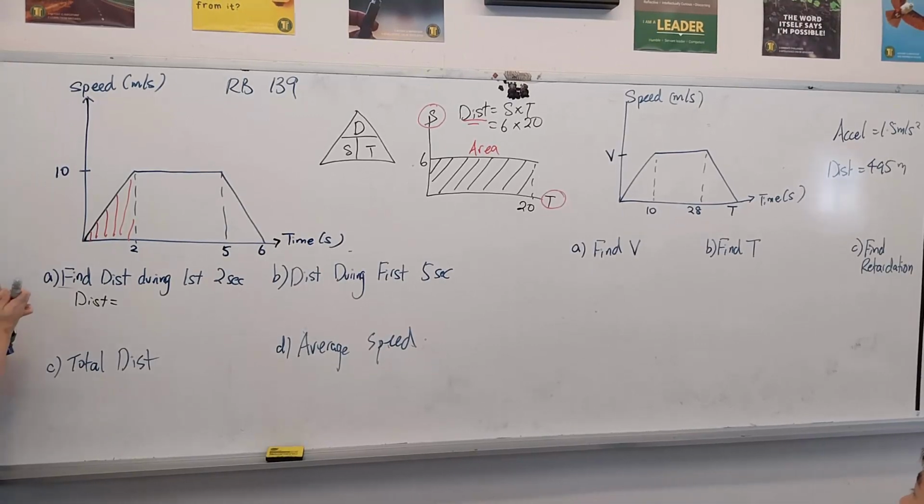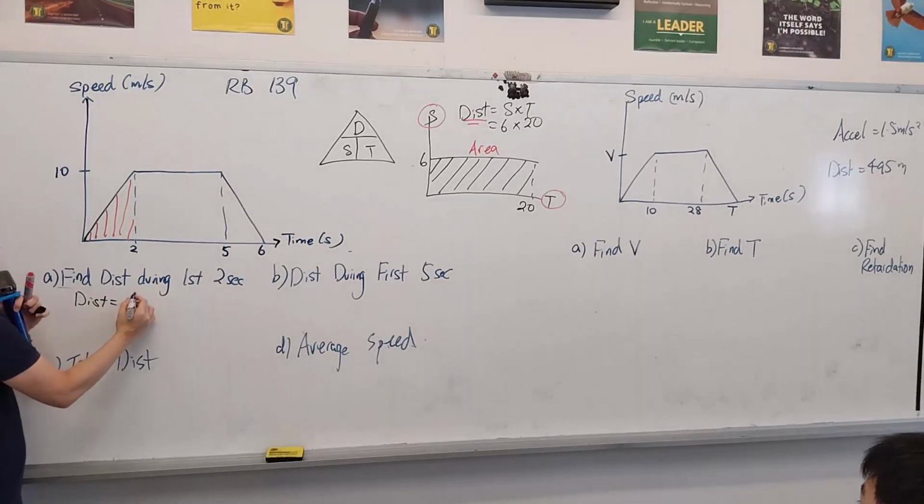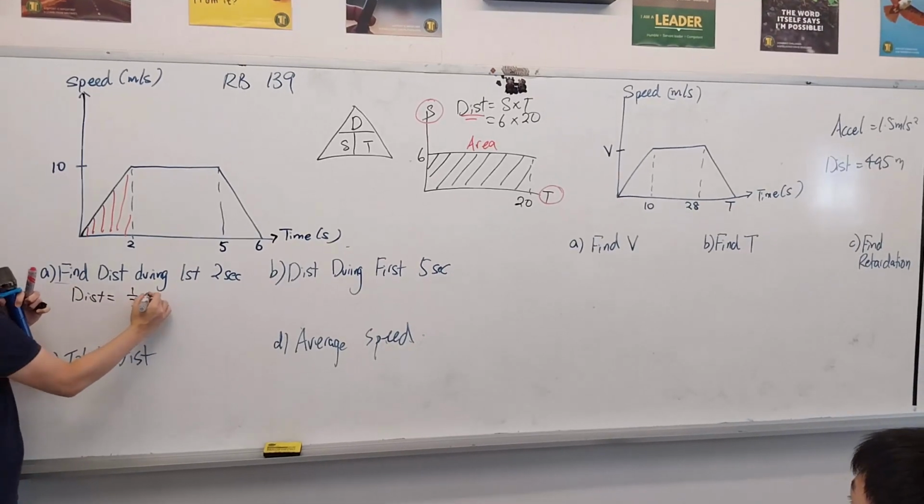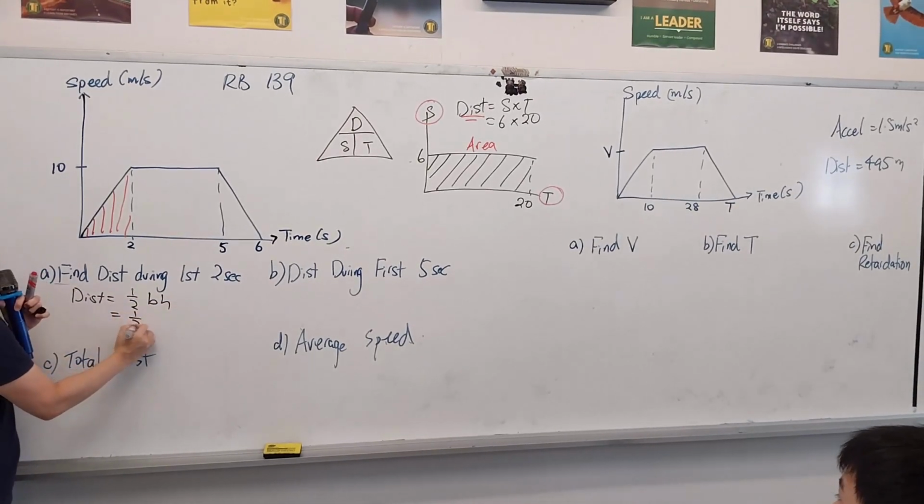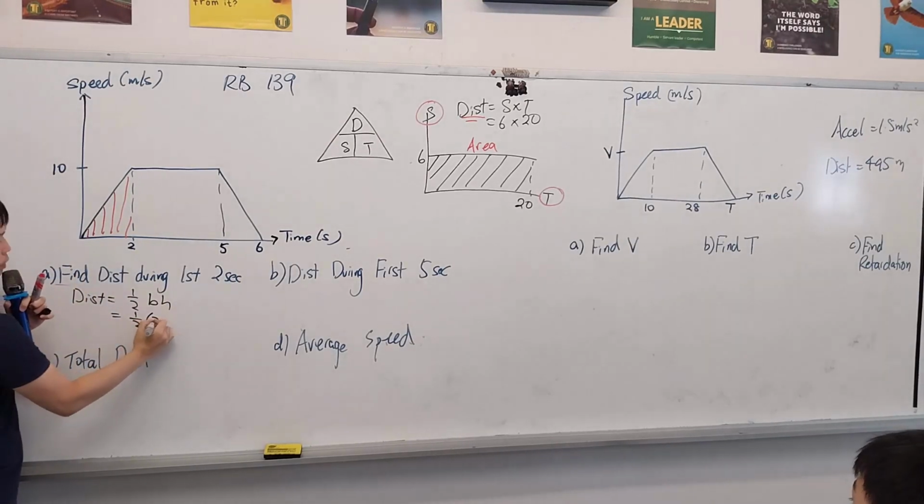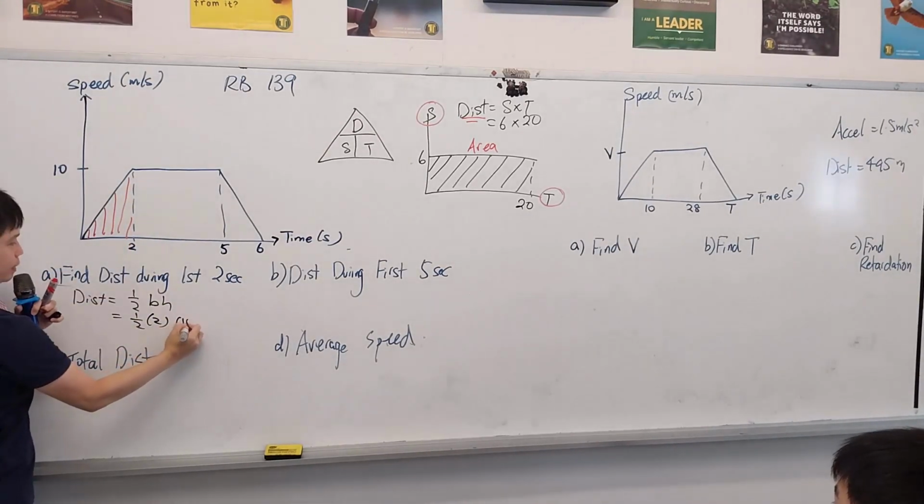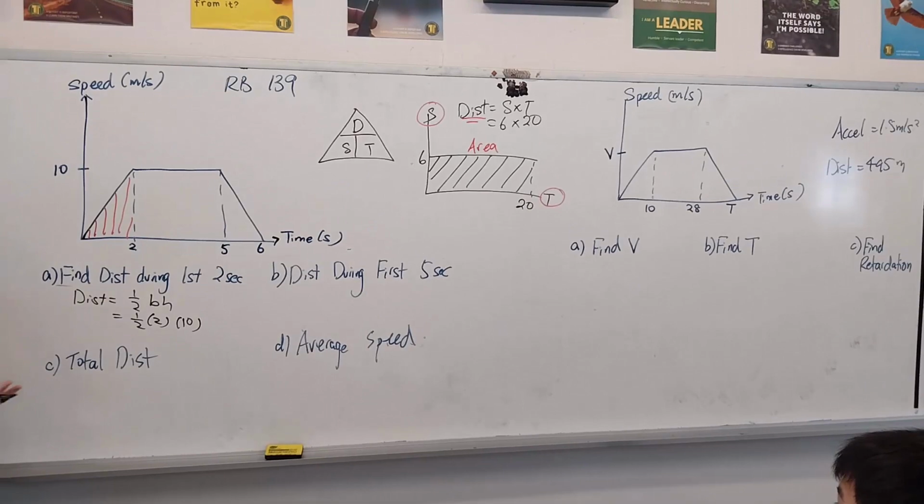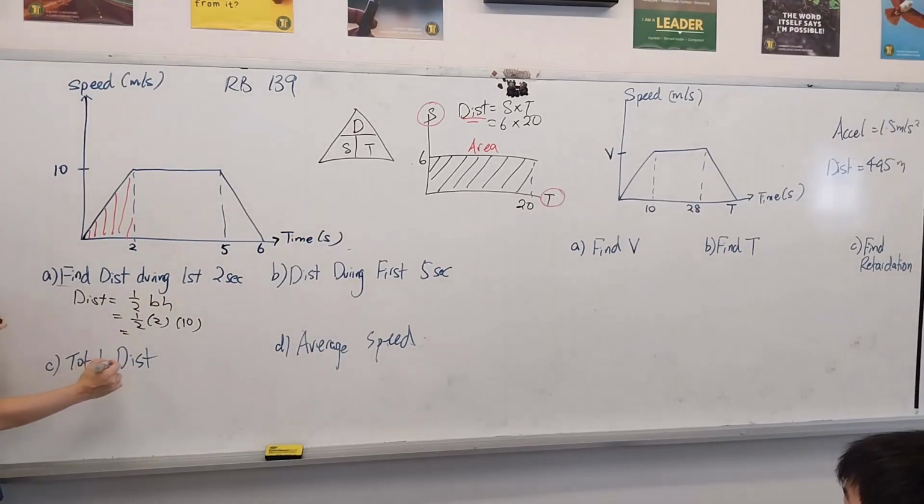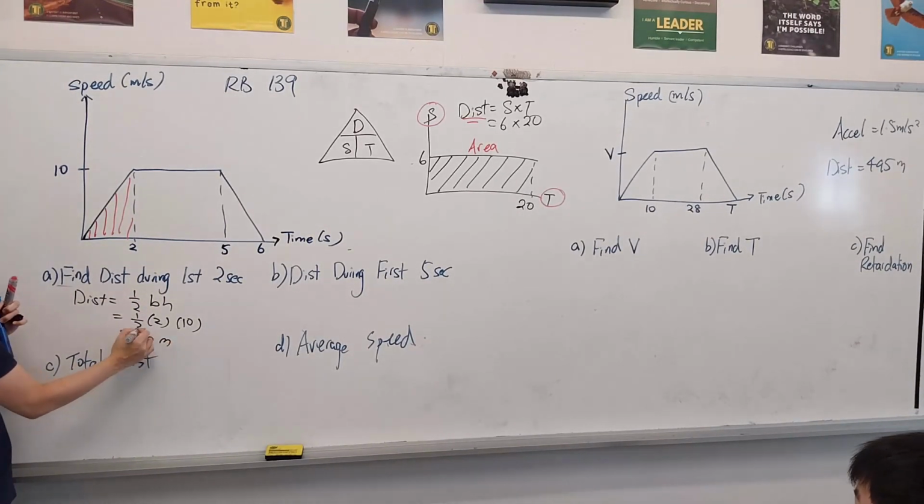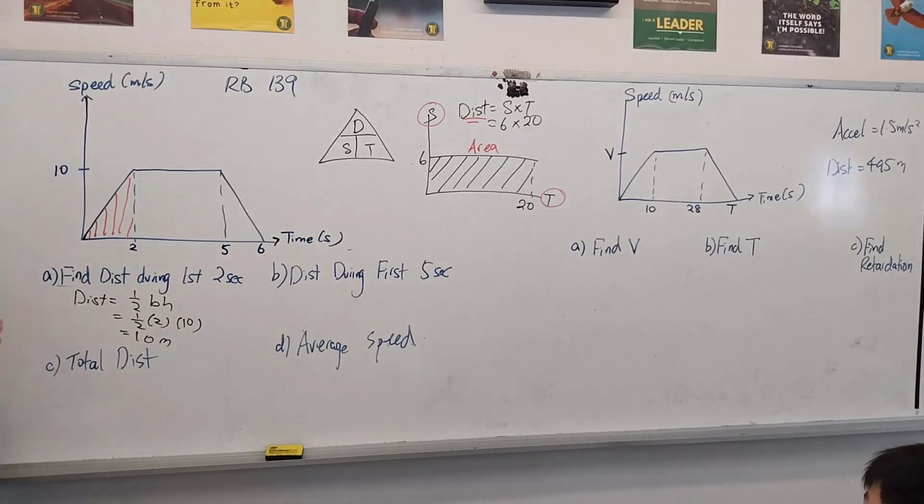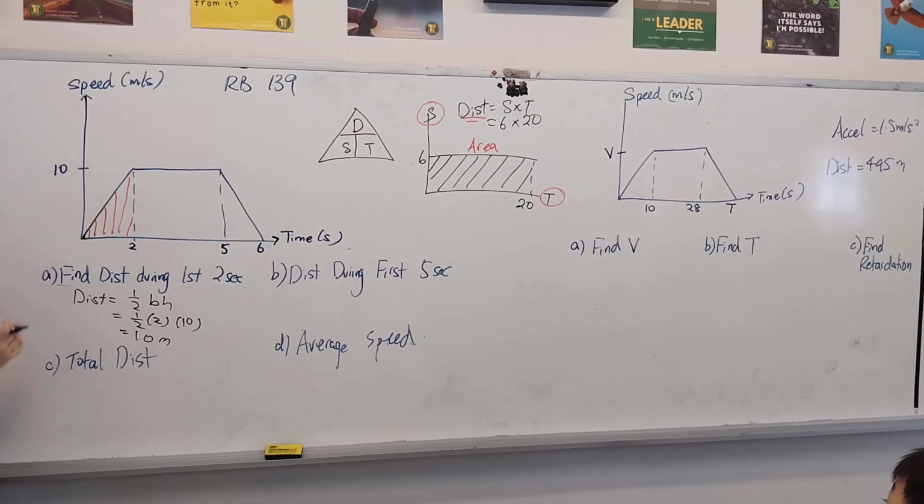How to find area of the triangle? Half times base times height. Okay, very good. So what is the base? 2. Very good. And the height? 10. And so it's not 20, right? The answer is? 10 meters. Okay, 10.